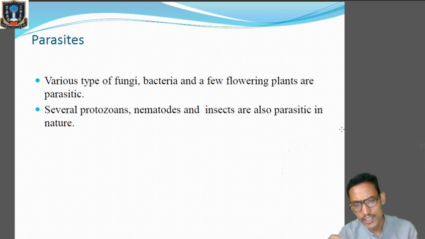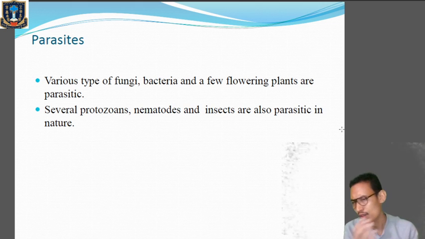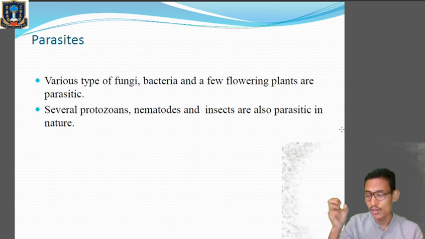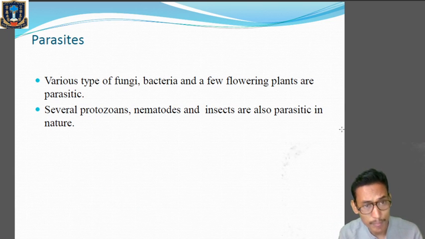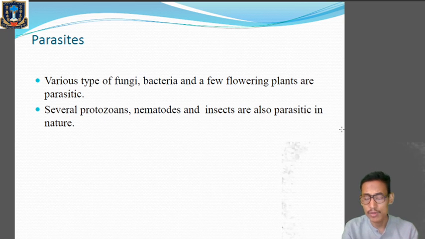Okay, and it will not kill the host, we can say that. Clear? So there are lots of parasitic animals. Like, there are lots of parasitic fungi, you can see over here. There are lots of parasitic bacteria, and also there are a few flowering plants which are parasitic in nature. There are a few plants which are discussed in biology also, right? We have got Cuscuta also, which are the parasitic plants which mainly feed upon the host for food.